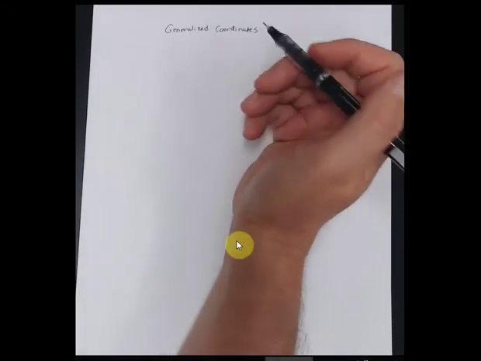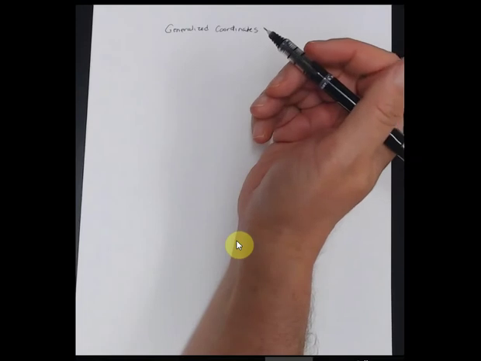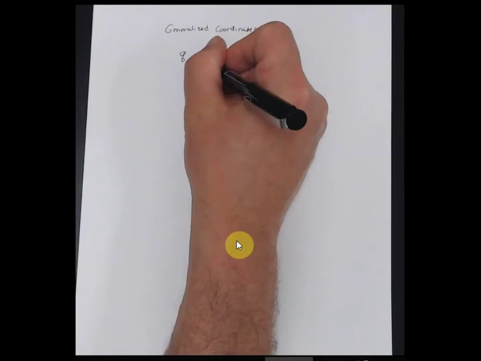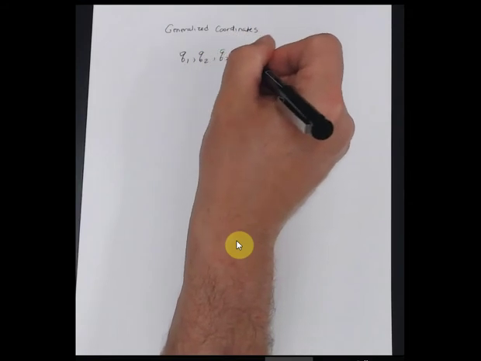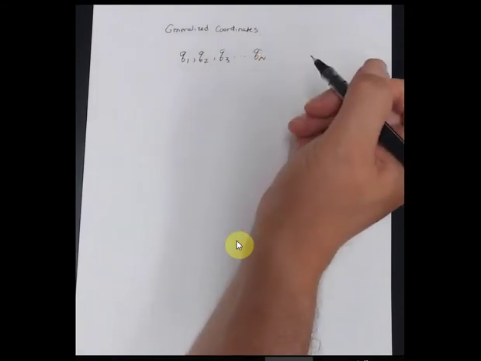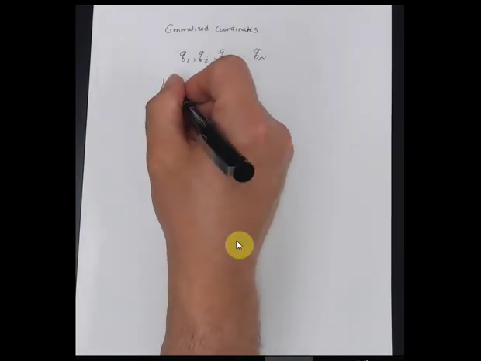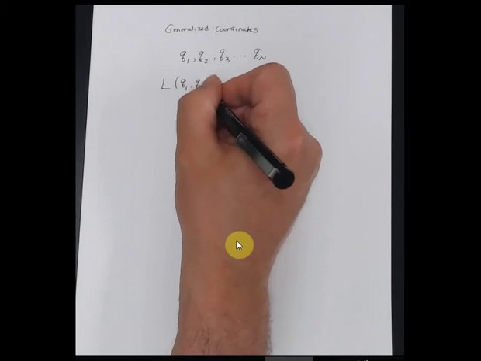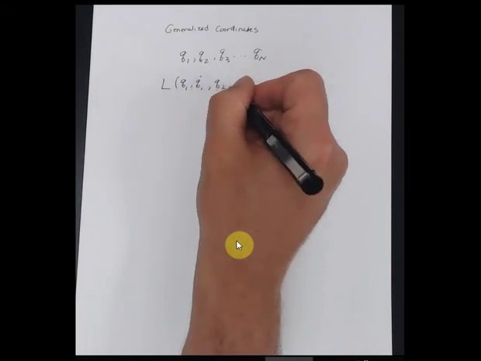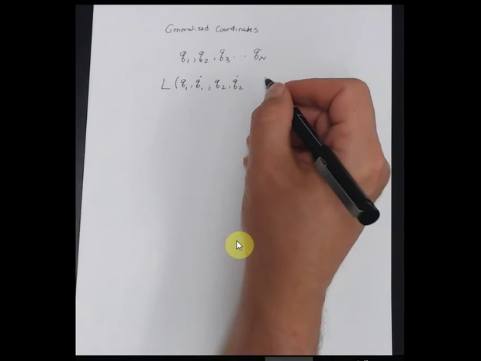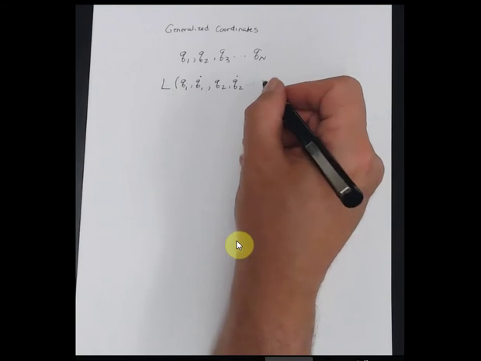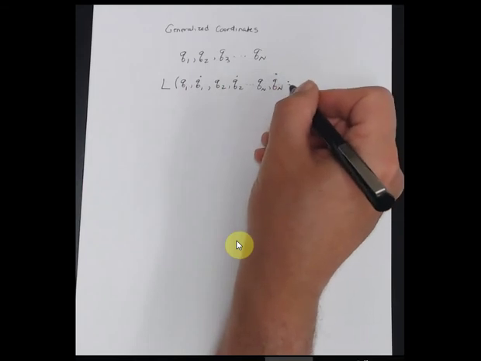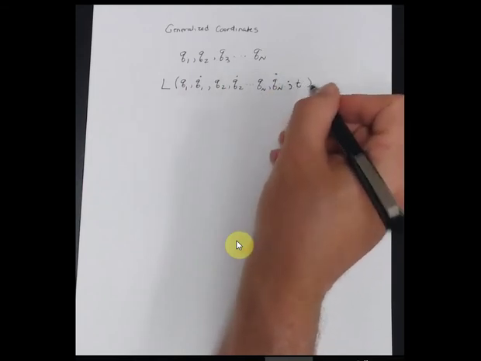Again, for generalized coordinates, we don't label them X, Y, and Z because they're usually not length, or in general not length. We use Q1, Q2, Q3, up to Qn. So you write your Lagrangian in terms of these Q1, Q1 dot, Q2, Q2 dot, up to Qn, Qn dot. And then all these might be functions of time too.